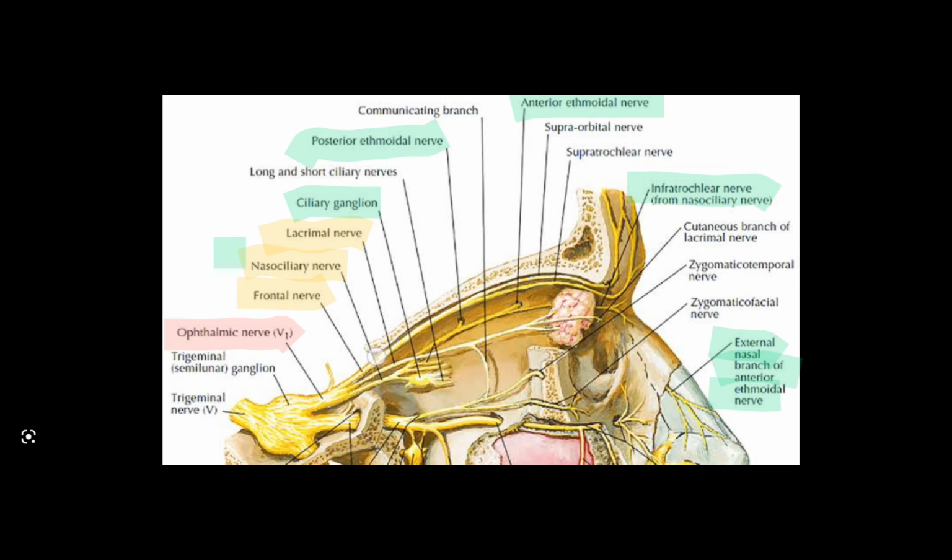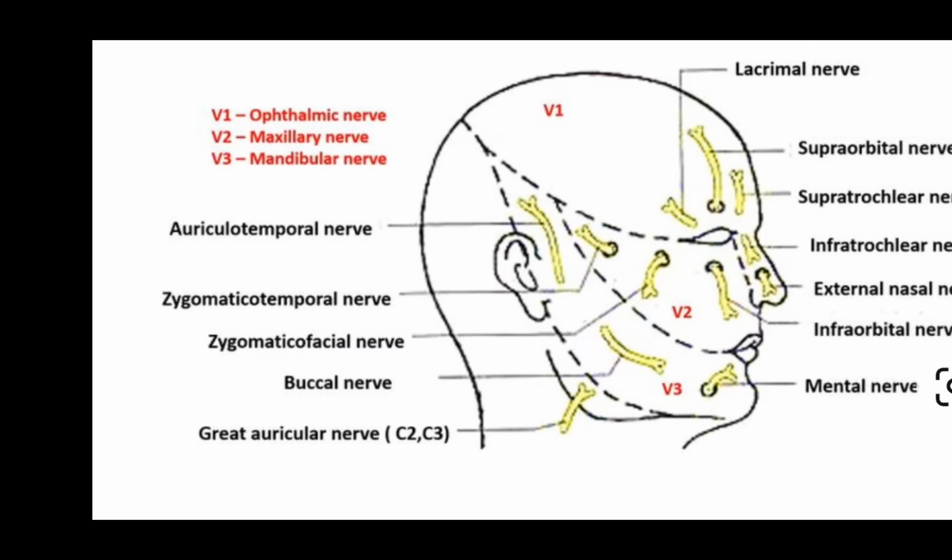Then nasociliary. Nasociliary branches are marked in green. It gives the posterior ethmoidal and anterior ethmoidal branches. And then infratrochlear. Infratrochlear comes from the nasociliary, and so does the external nasal. The external nasal branch comes from the anterior ethmoidal nerve. Now we'll be seeing the main diagram.